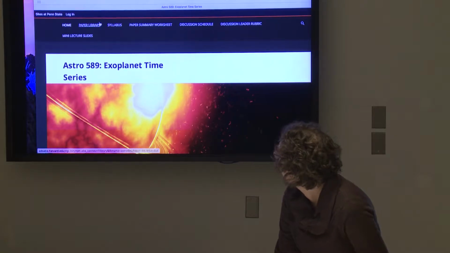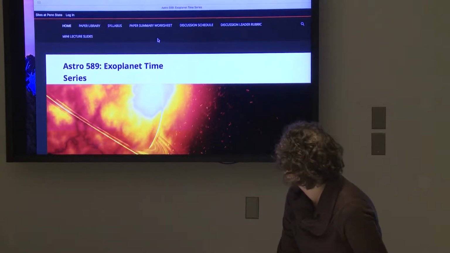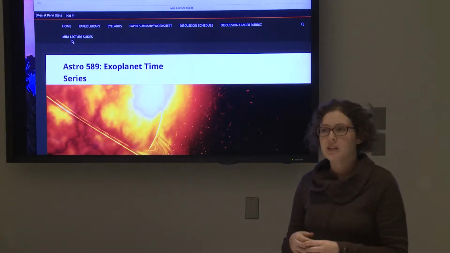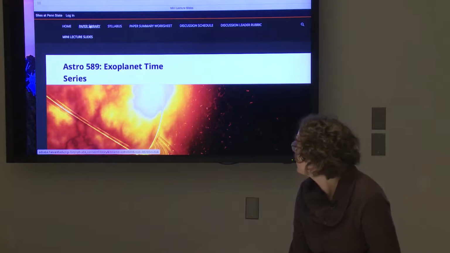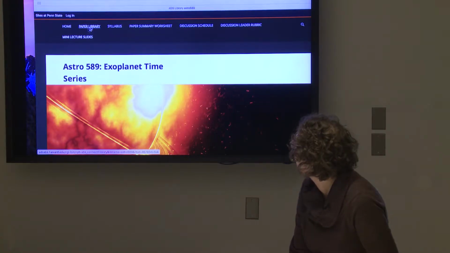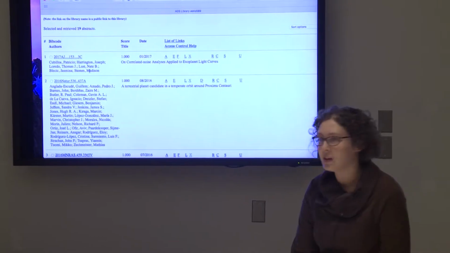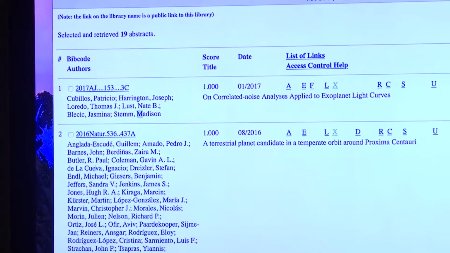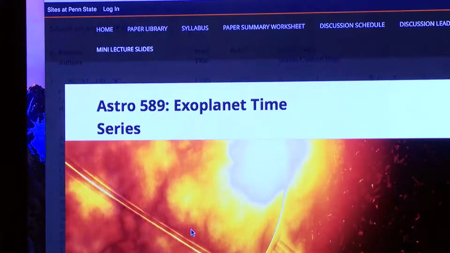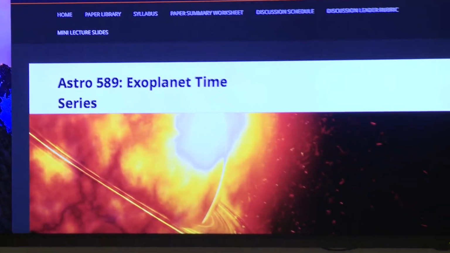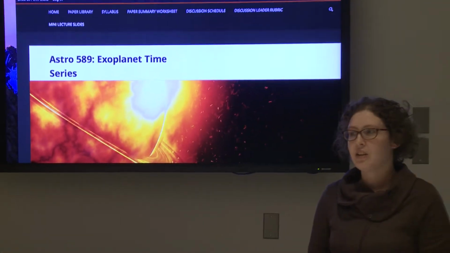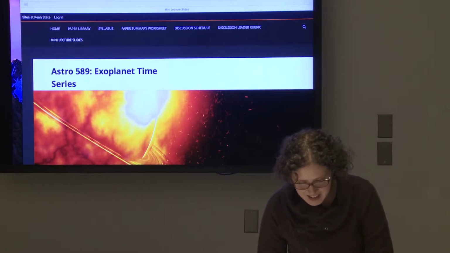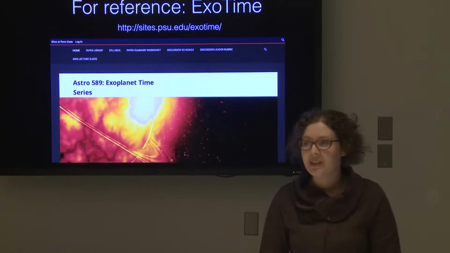So we have a paper library and some slides. Each lecture I'd do a mini lecture, and then we'd discuss an interesting exoplanet time series paper. So if you get really excited about exoplanet time series and you want to check out some of the literature on the topic, this website could be a good resource. The slides themselves are more focused for astronomy background students, so those may or may not be appropriate for people here. The statistics in particular may be a little too simple.